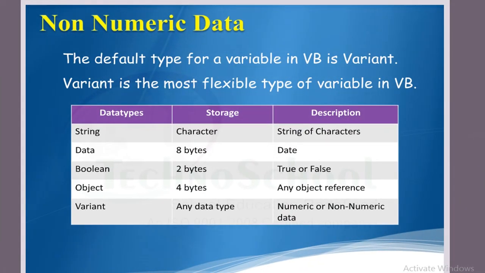Okay, so next is the non-numeric data. The default type of variable in Visual Basic is variant. If the data type is not specified, variant will be used. This variant is the most flexible type of variable in VB that can be used to work with other data types except fixed length type. If it is fixed, it is not able to do anything, so other than that we can use this. We have these 5 data types here, and the storage and then the description here.